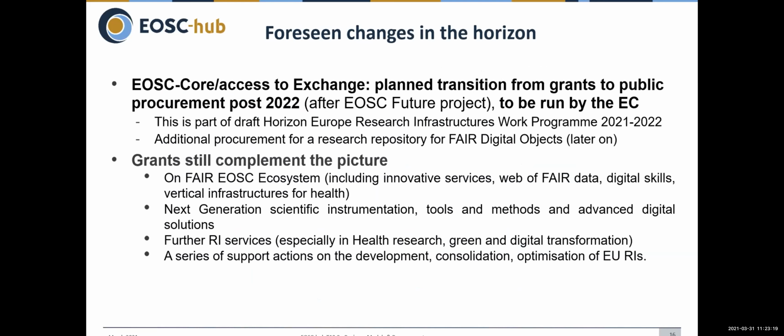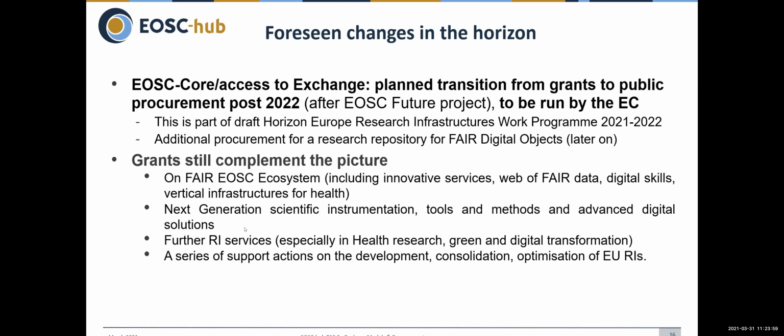So the main foreseen change in the horizon, as I was saying, is this move from grants to public procurement for EOSC core and probably parts of EOSC Exchange. This is not fully clear, but probably some parts of EOSC Exchange are also included in order to take up after the end of the EOSC Future project. This is currently foreseen towards the end, maybe Q3 or later in 2022, and it will be run by the European Commission. There is also an additional procurement for a research repository for FAIR digital objects. Probably this will be coming later on.